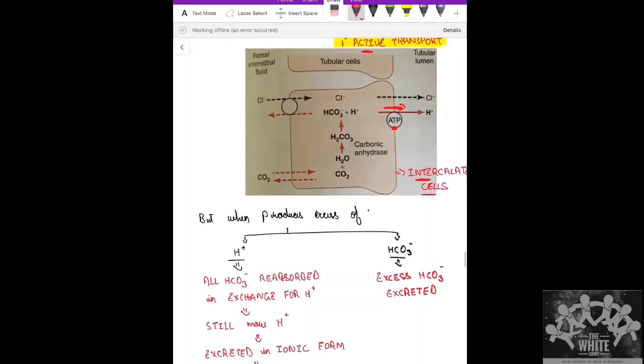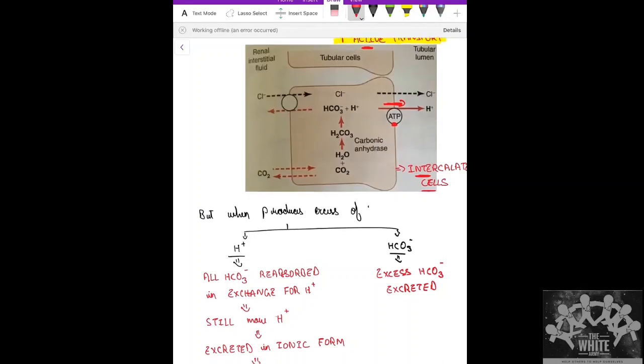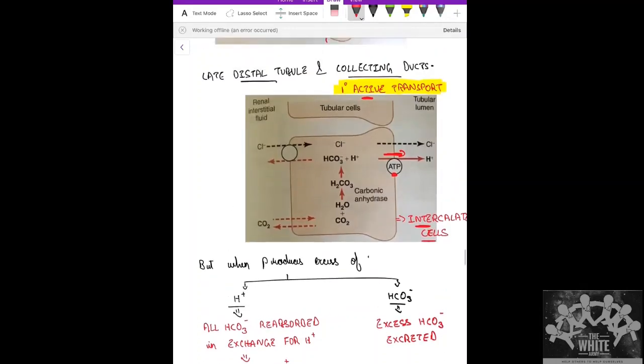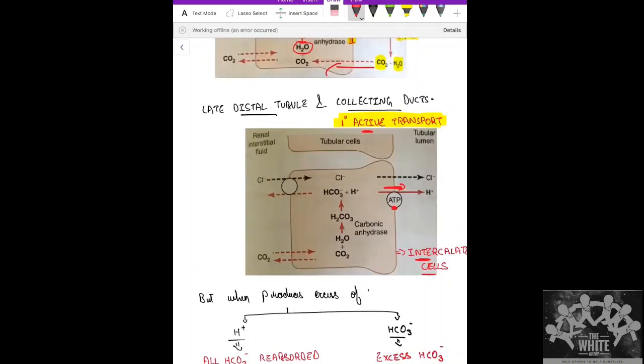This was normal physiology, HCO3 minus being reabsorbed into the body to maintain the buffer store. Now what happens in case of acidemia, when the buffer store will be totally utilized?